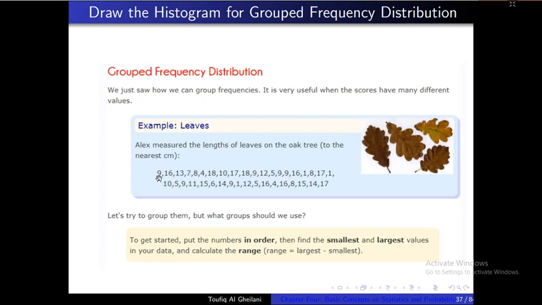The first leaf, its length is 9. The second, 16 centimeters, and so on. Let's try to group them. But what group should we use? To get started, firstly we put these numbers in order. Then find the smallest value and the largest value in your data, and calculate the range. We know the range is the largest value minus the smallest value.